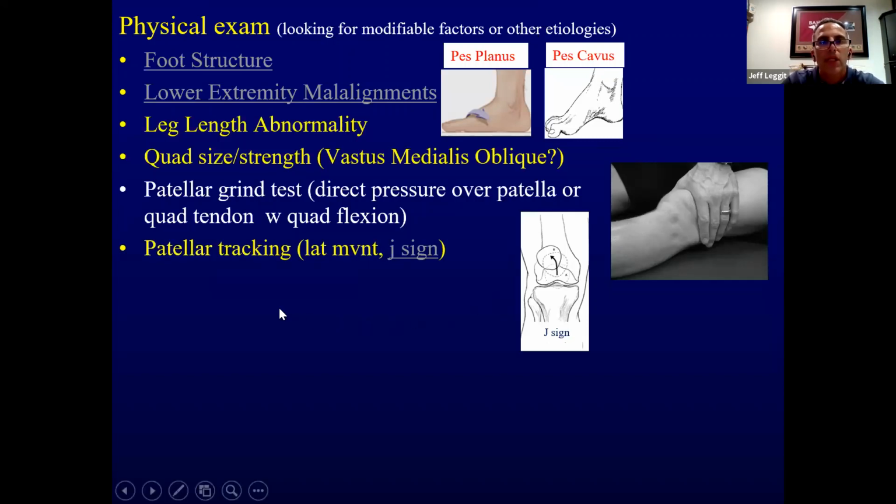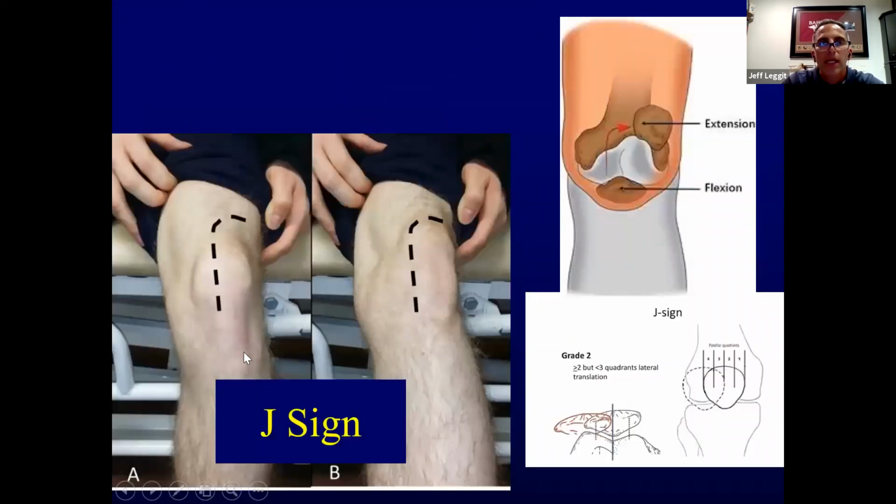Then one of the other things you'll need to do is patellar tracking, where we're looking for lateral movement. And then something that's called a J sign, and here's an example of that, and we'll talk about the J sign a little bit more. In the J sign, you take your patient from extension to flexion, and they may have this abrupt jump that looks like a J, and you can see this in this cartoon where the patella actually slides off laterally. And we're supposed to try to grade that by how many quadrants it moves, 25%, 50%, 75%.